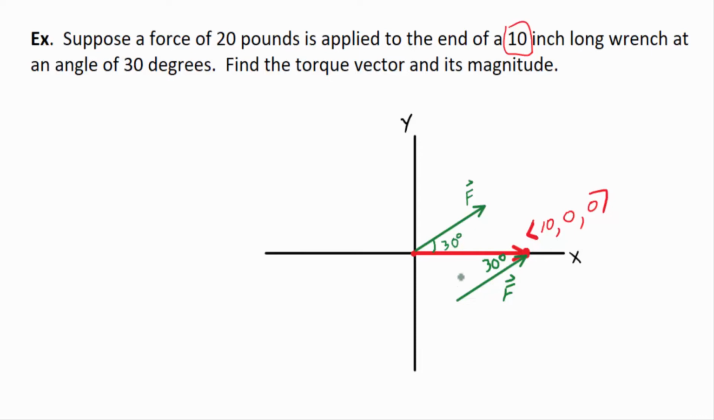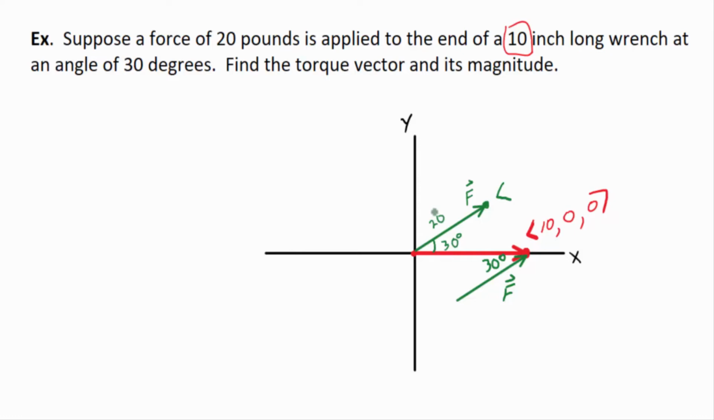Okay, so we've got to come up now with the components of this vector. In other words, this point right here. The coordinates of that point would be the components of our vector now. So what's the trick for doing that? We know the length of this thing. What's the length of this thing? It's 20 pounds, yeah.